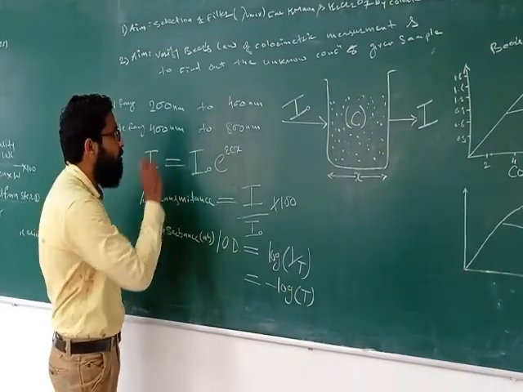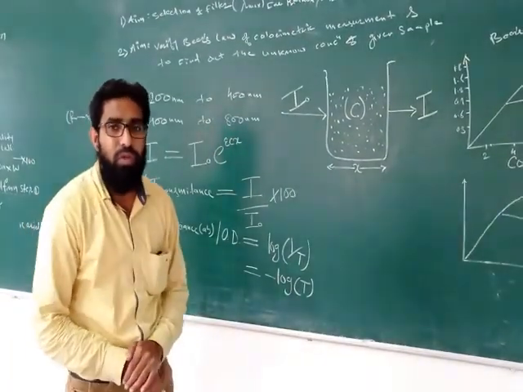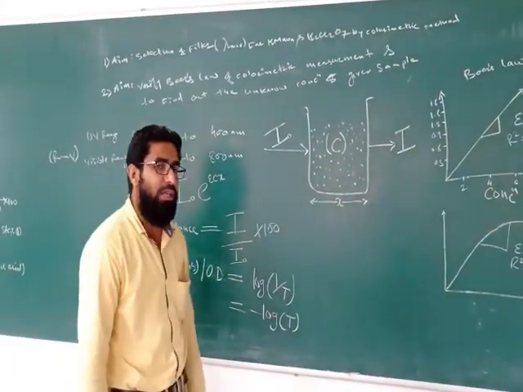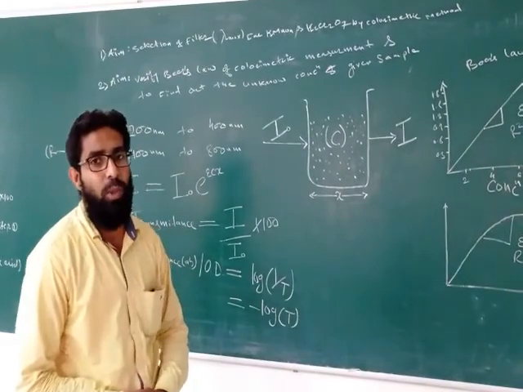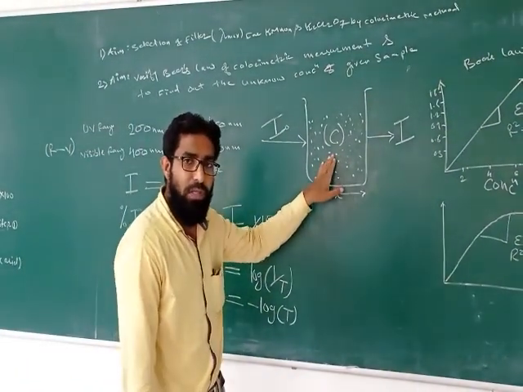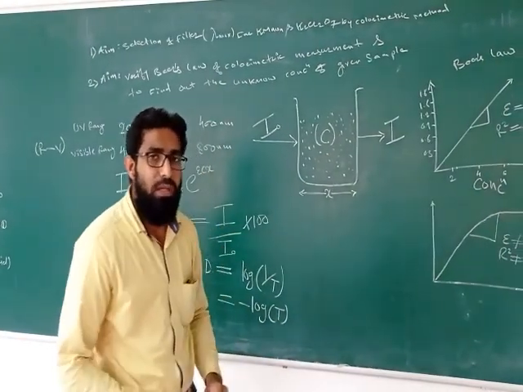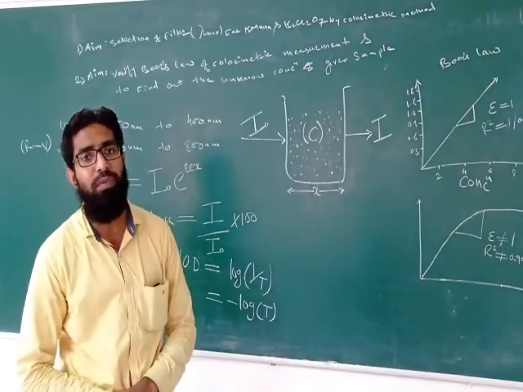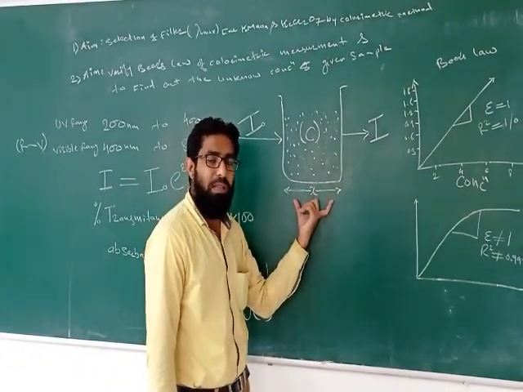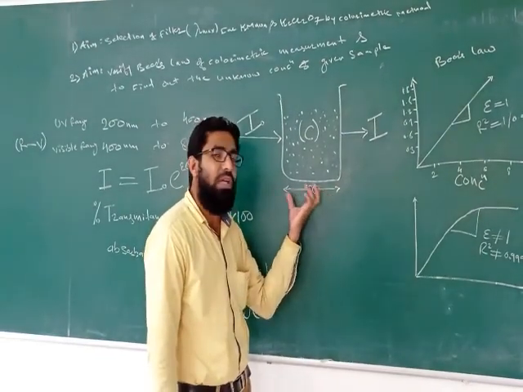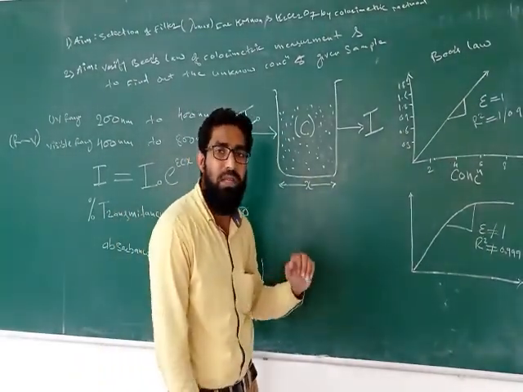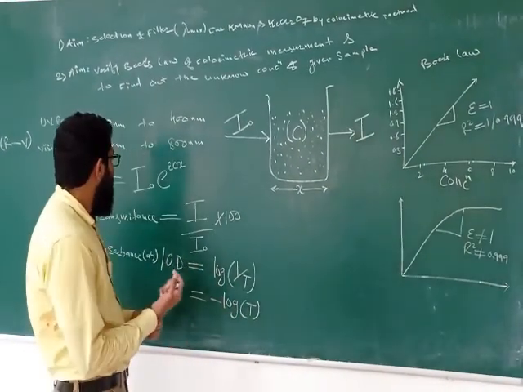Now, the basic principle of UV visible spectroscopy involves the Beer-Lambert law. As we have discussed earlier, Beer's law is associated with the concentration of analyte present in the solution, and the second one, Lambert's law, is associated with the path length of the cuvette or sample cell. The path length is denoted as x, while the concentration is denoted as C.